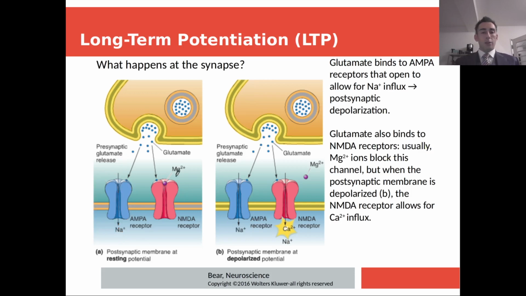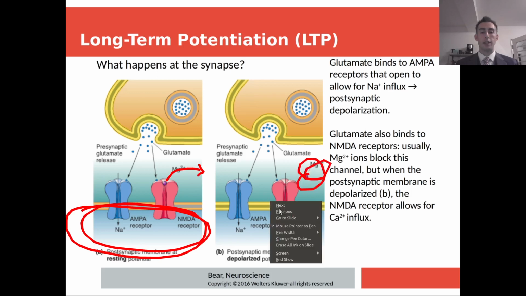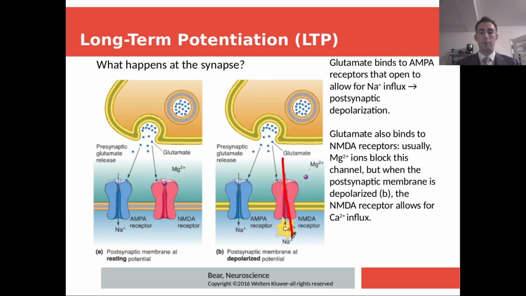But also, glutamate binds to NMDA receptors, which usually have a block. They're blocked by magnesium. But when the voltage of the postsynaptic cell is high enough, this block is removed, like shown over here, which allows sodium and also calcium to flow into the cell via the NMDA receptor's channel, which causes a further increase of the membrane potential of the cell.